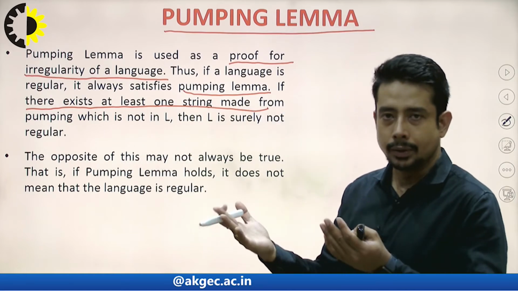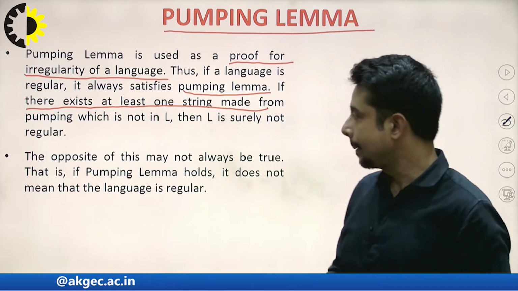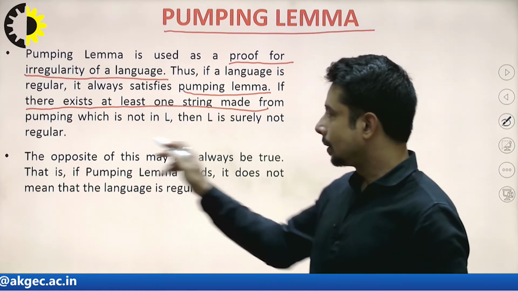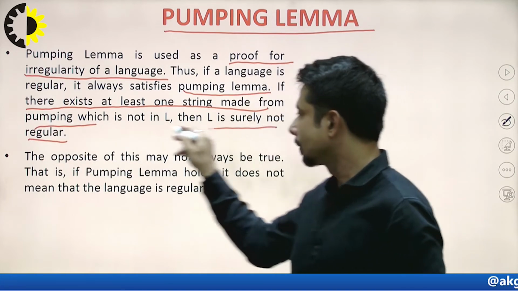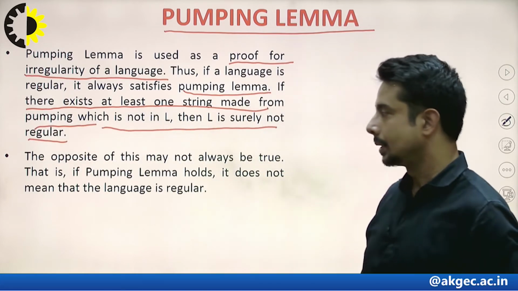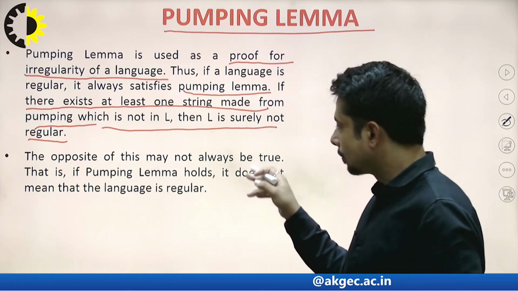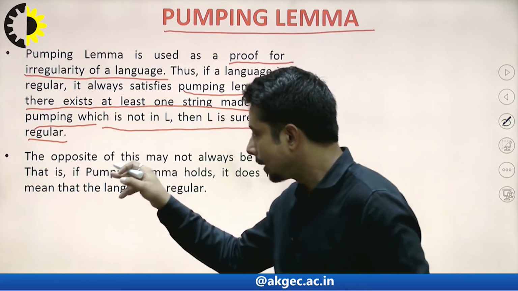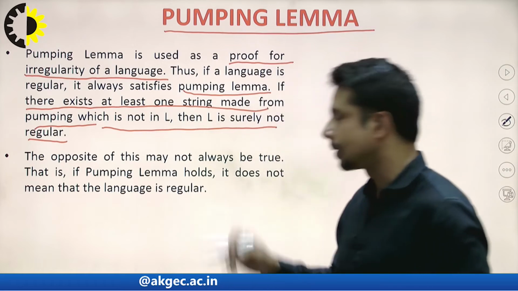What is the meaning of it? We need to check this concept only with an example. If such a string is not in the language, then L is surely not regular. Now, we have to skip this point because we need to discuss one example, and then only we will be able to understand this. Next, the opposite of this may not always be true. That is, if pumping lemma holds, it does not mean that the language is regular.